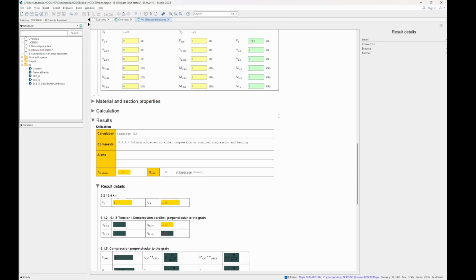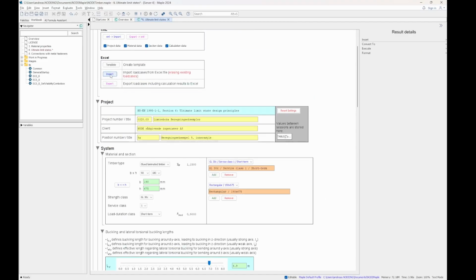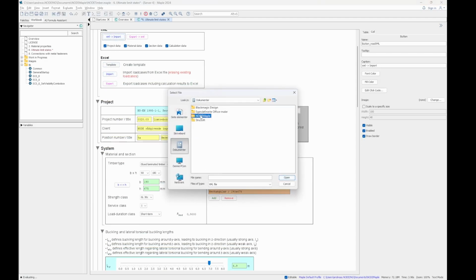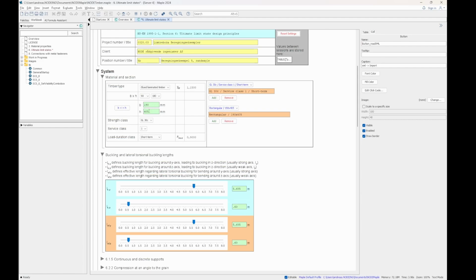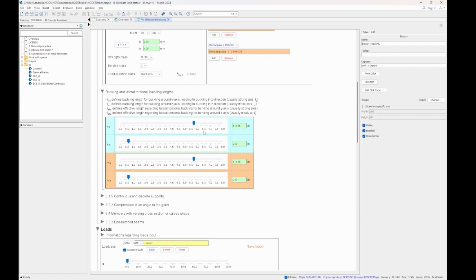So we can also have a quick look at the second example, which is the outer column. This one has a different section and a different buckling length. As you see here, there are two different buckling lengths. The one in the main direction is 5,685 millimeters, and in the weak direction it is much less. The same applies also to the lateral torsional buckling.